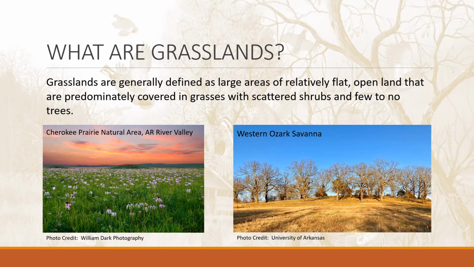Then looking at the picture on the right, we see a Western Oak savanna. This Western Oak savanna is located in Fayetteville, Arkansas, and is a project being taken on by the University of Arkansas for a savanna restoration project. As you can see in this picture, there's significantly more trees than that on the left, but the trees are spread out enough so that the grasses and wildflowers are still able to have a dominant presence within this landscape.